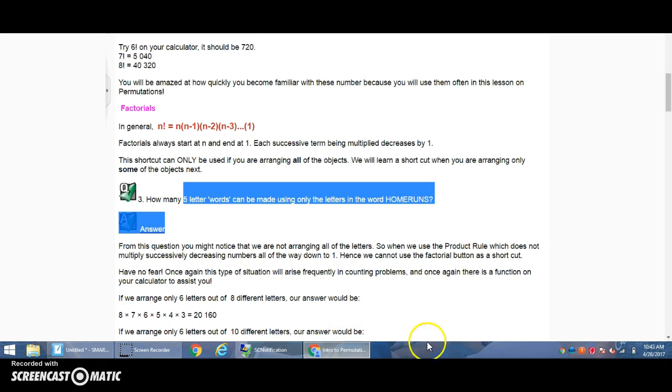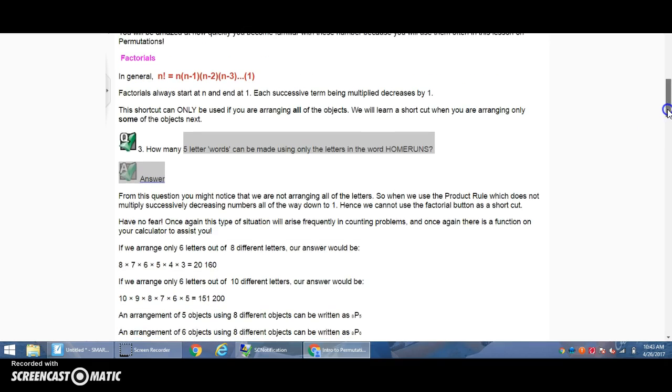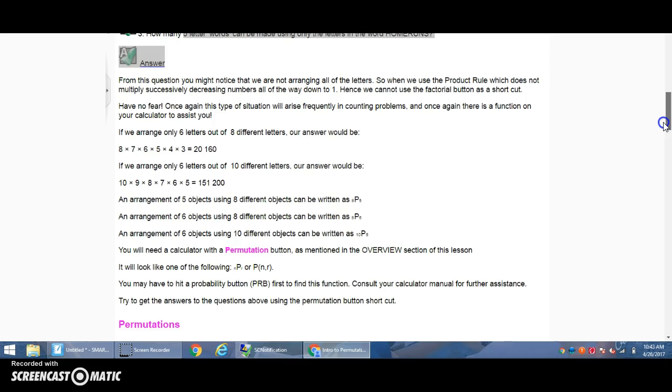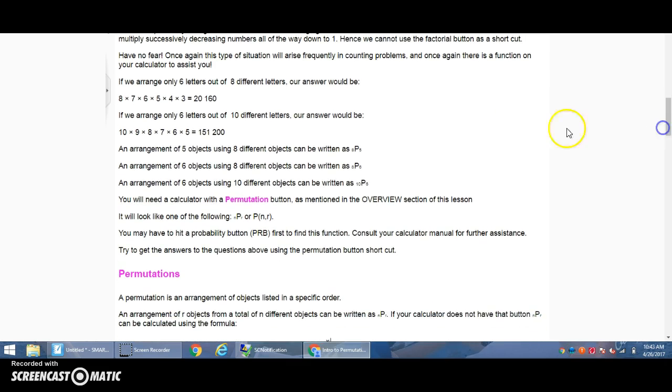Okay, let's keep going here and look at more questions. So again, more examples here, if there were more letters, if there were more options, etc.